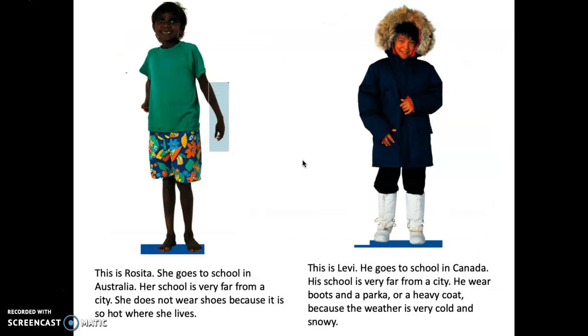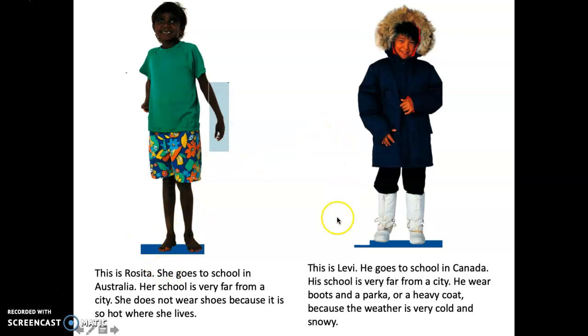So I'm going to read you about Rosita and Levi. Notice you can look at the pictures of them because you can always use picture clues to learn more information. And we can also use the words. So this says, this is Rosita. She goes to school in Australia. Her school is very far from a city. She does not wear shoes because it is so hot where she lives. When I look at the picture, I see that she's a kid. I see she goes to school, and she looks pretty happy, right? I can see she's not wearing shoes, and her clothes are very light because, like it said, it's hot.